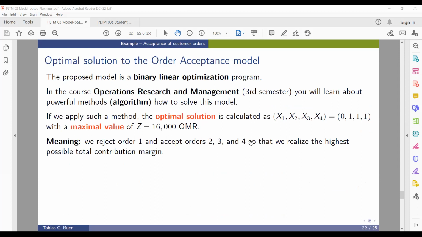And in the course Operations Research and Management, in the next semester, you will see some methods how to calculate the optimal solution. And you will see that the optimal solution for this problem is accepting orders 2 to 4, and the objective value will be 16,000.